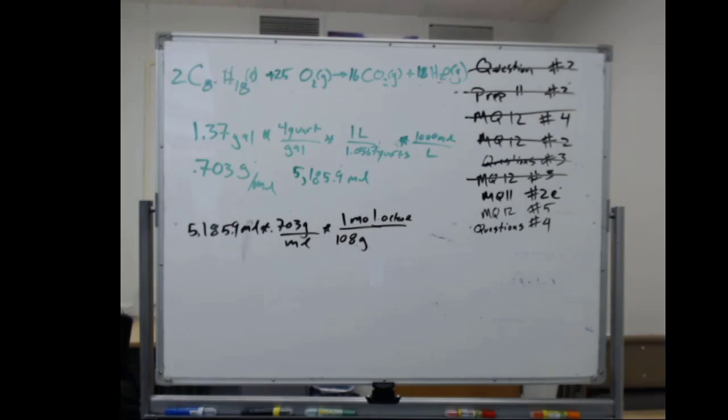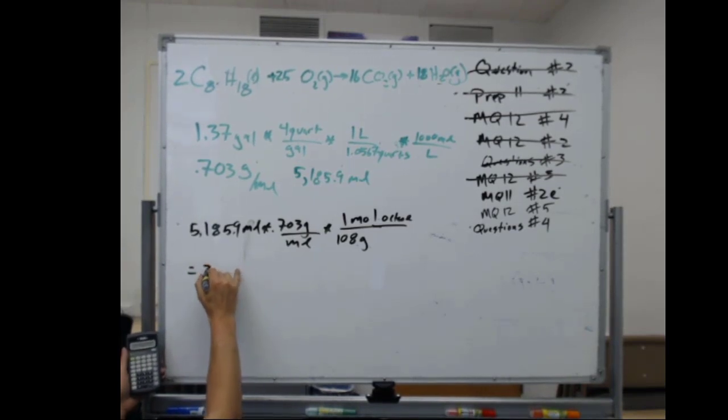5,185.9 times 0.703 divided by 108. Calculator typo that time. So please, if you've got a calculator handy, go through. Yes, you were correct. Go through and do these calculations with me. So if I'm making a typo on my calculator, you can help me catch it.